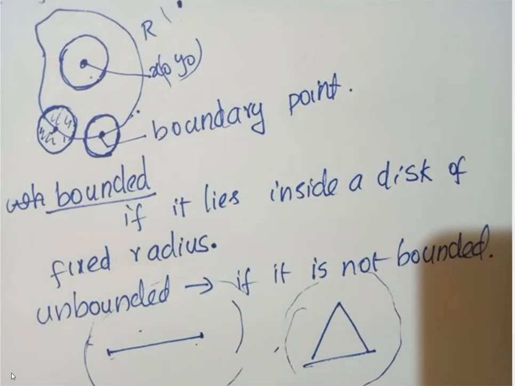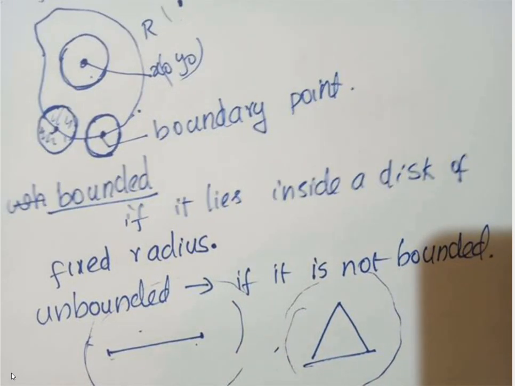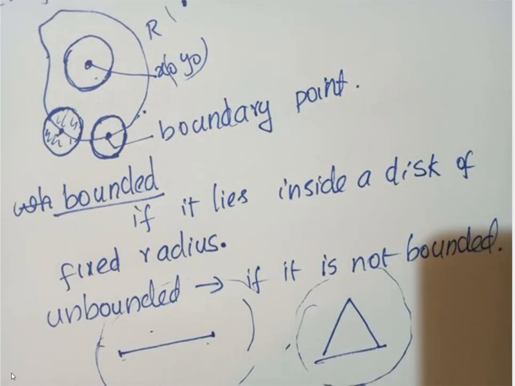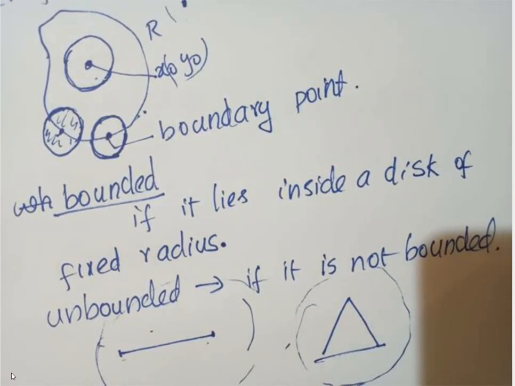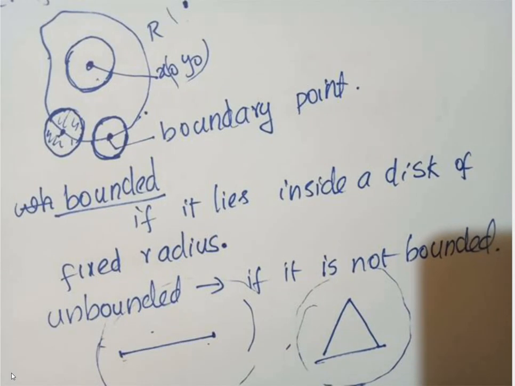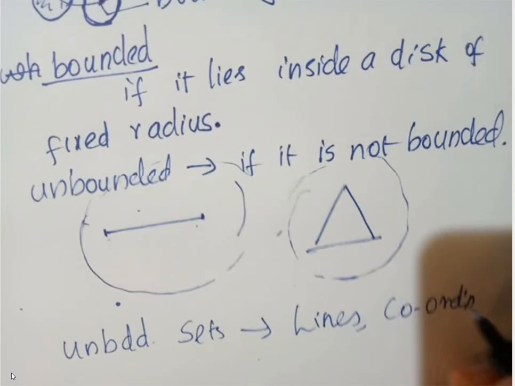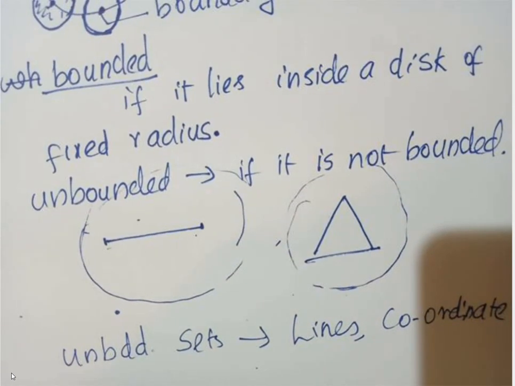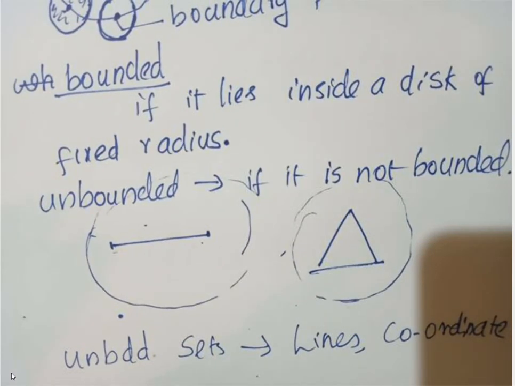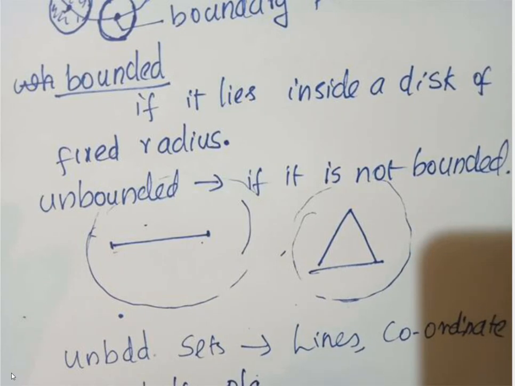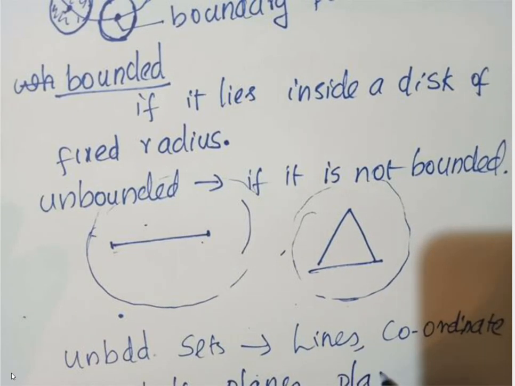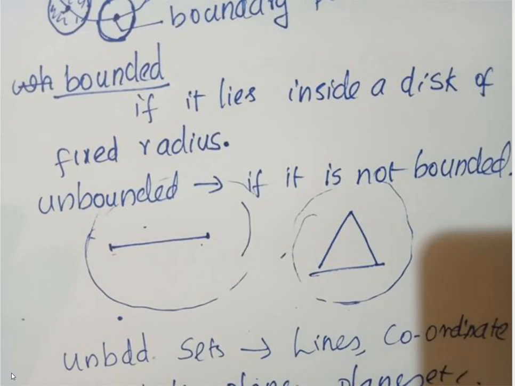Unbounded sets: lines, as you know, are unbounded sets. Examples of unbounded sets are lines, coordinate axes, planes, half planes, etc. These are the definitions for bounded sets.